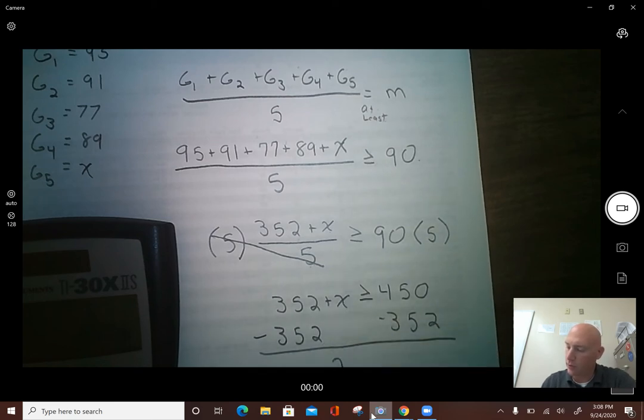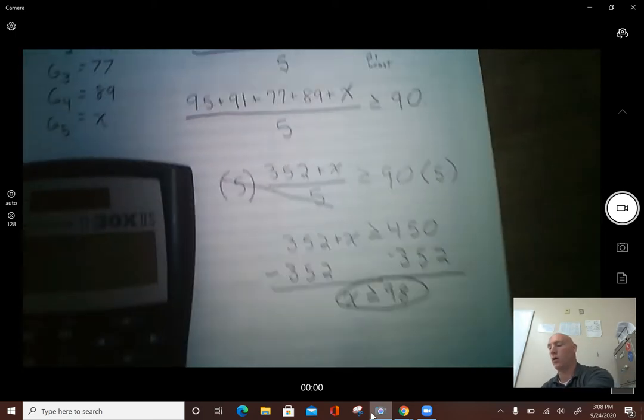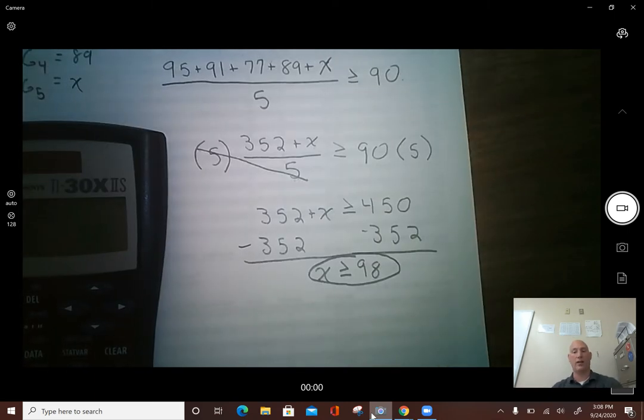That leaves us with X is greater than or equal to 98. What this means is we better do really well on this last game if we're going to make it into the final round. It also means we could do better than 98, by the way. The score we have to achieve must be greater than or equal to 98. So you score 98, 99, 100, whatever.